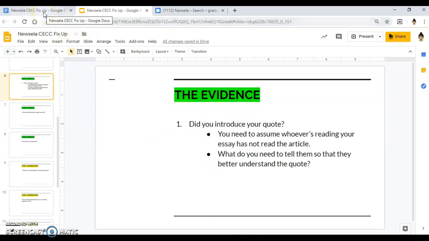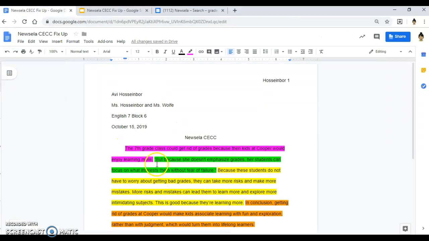So let me look at my evidence. Did I introduce my quote? Here's my claim, there's my quote. Is there any introduction in between them? No, so I need to add one, okay?